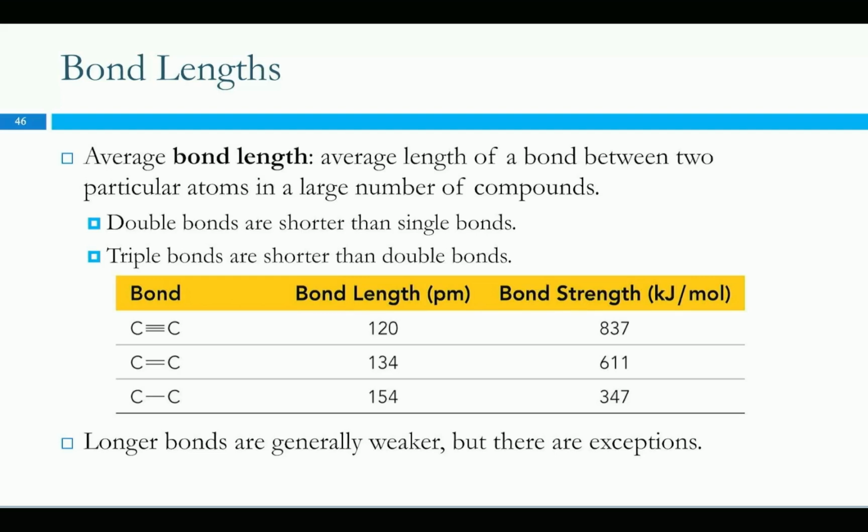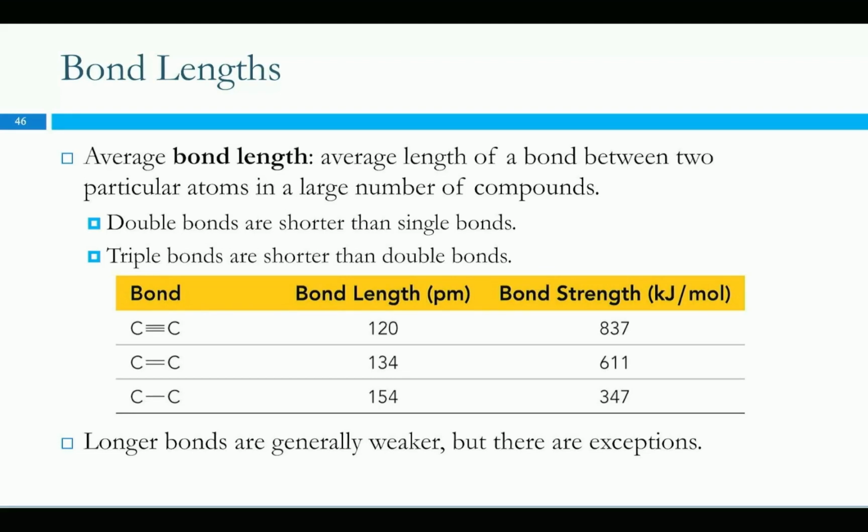Okay, bond lengths. The simplest way to look at this, triple bond's the shortest, double bond's longer, single bond's longer. That also corresponds with the energy. So triple bond's shorter than a double bond. It's also stronger than a double bond. Why would a triple bond be stronger? Yes, because 3 sticks, when held together, are harder to break than 1 stick. I joke, but that's it.